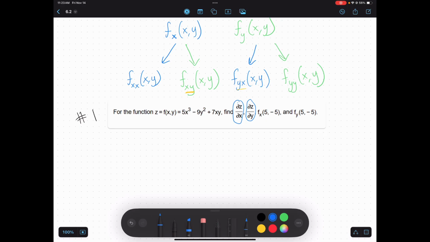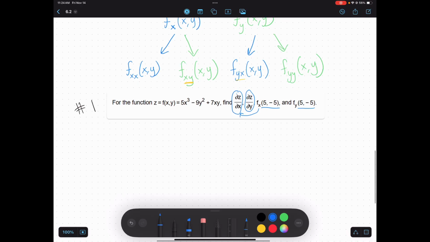F sub x, remember this is just the same thing as this, right? Just a partial derivative in terms of x. But this just means now I have numbers to plug in. And same thing over here. This is just the partial derivative in terms of y with numbers actually plugged in. So let's start with this partial derivative of z in terms of x, or f sub x.